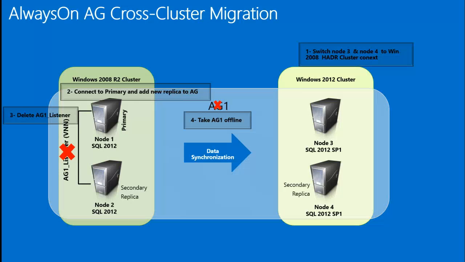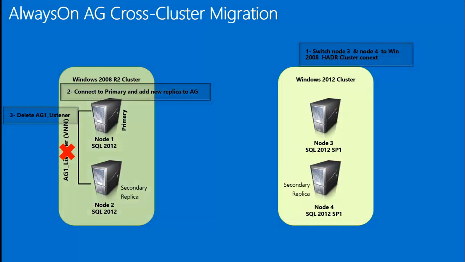So that's kind of a planned downtime. Now, once I do that, the last piece I would do here is switch the cluster context back to the local cluster. Remember, first, we had the node 3 and 4 cluster context switched to Windows 2008 R2. Now I will switch it back, which means I'm telling the Windows 2012 cluster to manage my availability replica. Once I do this, it will allow me to switch the primary role, so node 3 becomes my primary replica.